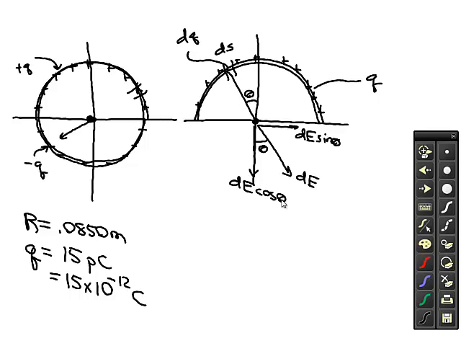And when we add up the effects of all those pieces, what's going to happen to the horizontal component? It goes away. So again, just like before, we only need to add up one of the components. We only have to add up all the dE cosine theta. Okay? So E equals the sum of all the dE cosine theta.